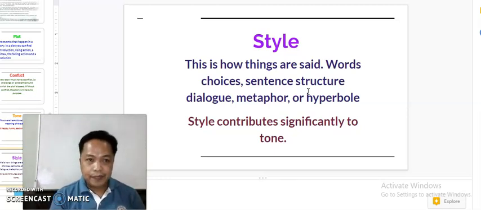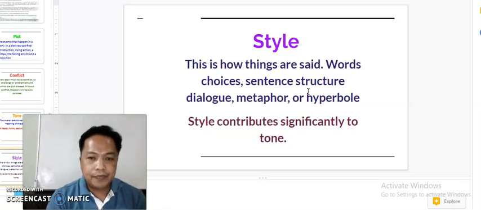Those are the eight elements of the story. And now, we are going to read a short story after this discussion. We will read a short story about the rocking horse winner. And we will identify the main characters, the setting, the plot, the conflict, and other elements of the story. Okay? That's all for now.